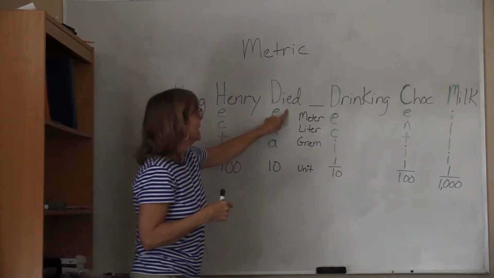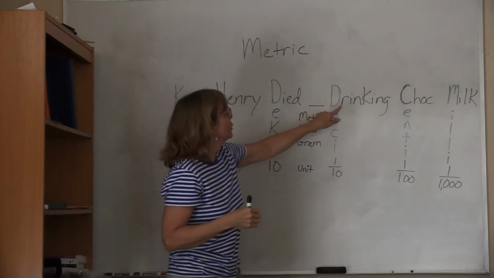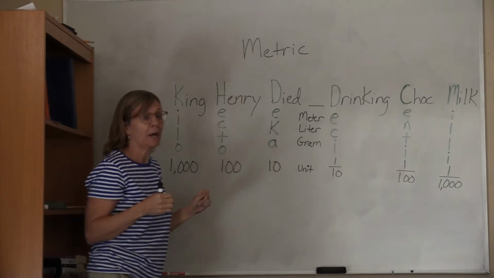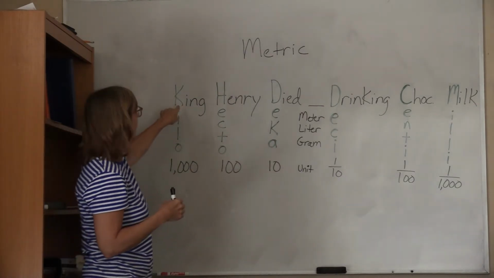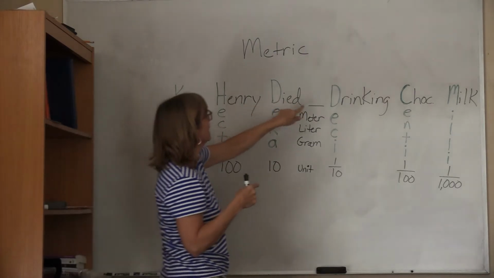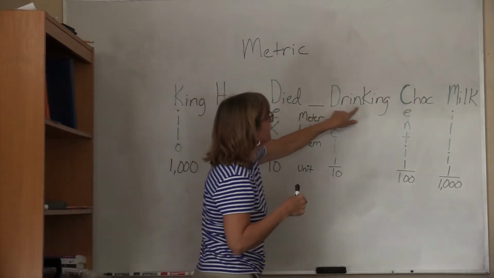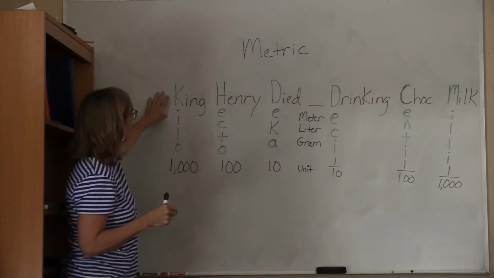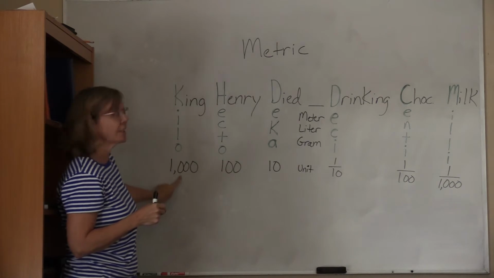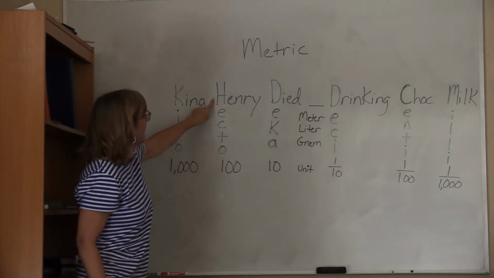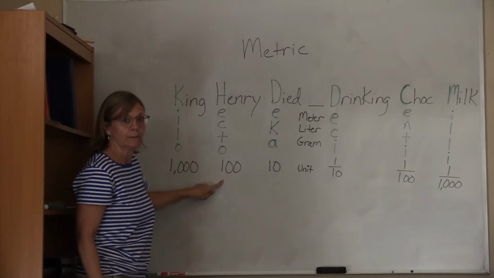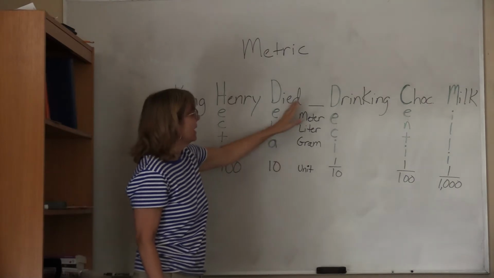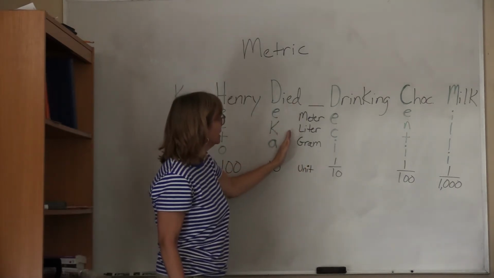King Henry died, pause, drinking chocolate milk. When I am solving a problem with metric, I jot these down. So I'll do that in my head, and I'll write K, H, D, pause, so the blank, D, C, M. Because then this is what this means. The K is for kilo, which is 1,000. The H is for hecto, which is 100. This D is for deca, which is 10. Then I have my unit: meters, liters, grams.